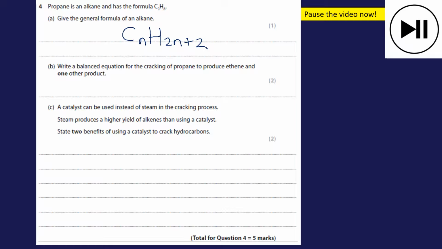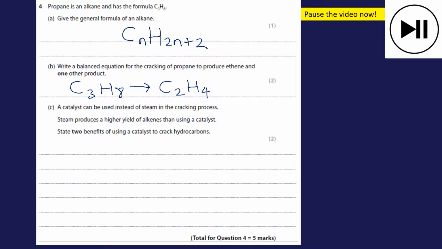Balanced equation to show the cracking of propane. So we know that propane is C3H8. We know that cracking is breaking the chain into shorter chains. So we're being told we're going to produce ethene. Now we need to know that ethene is an alkene with 2 carbons. So that's C2H4. So that's ethene. And now I'm going to do a little bit of maths to work out what the other product must be, because it says 1 other product.